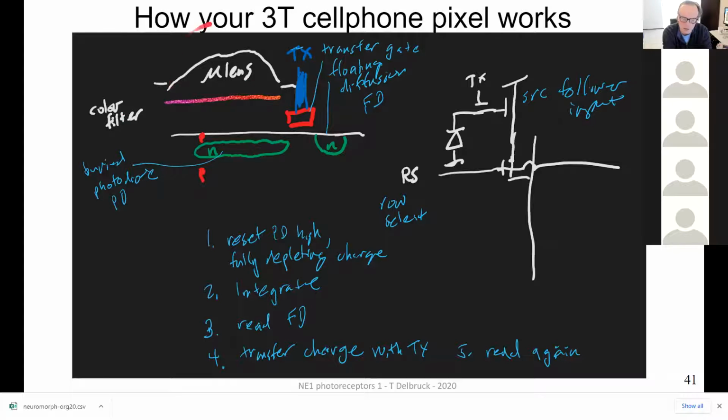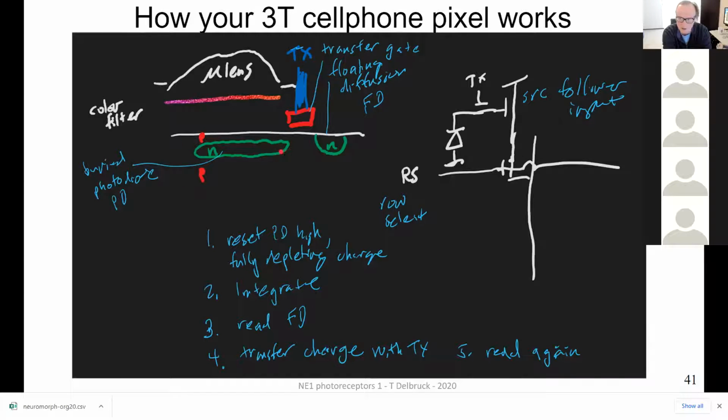On top of that is a molded micro lens that focuses the light onto the photodiode. And now notice this. This is the surface of silicon. This is the photodiode here. It's an N photodiode sitting in a P substrate. It's actually called a buried photodiode because the junction never touches the surface.